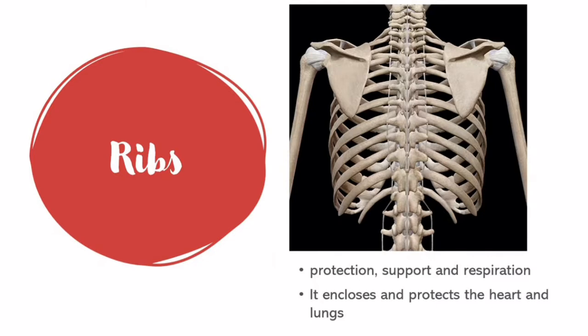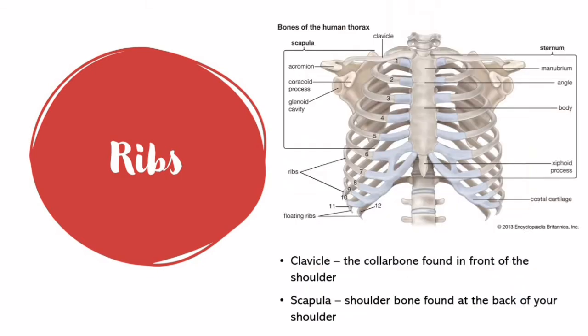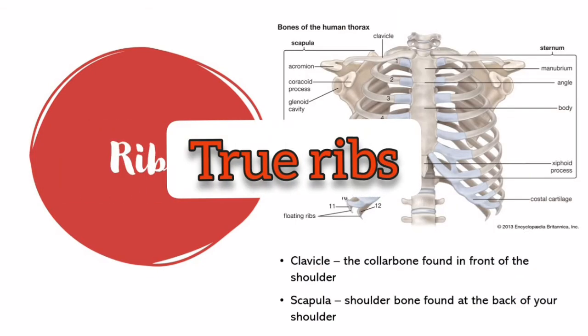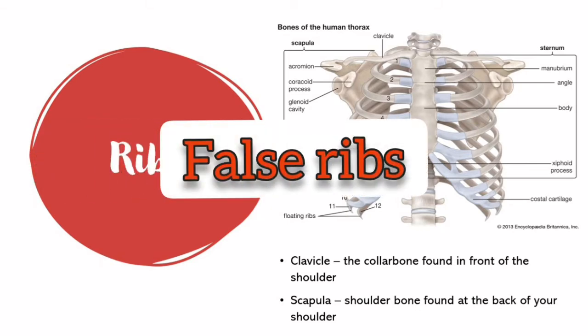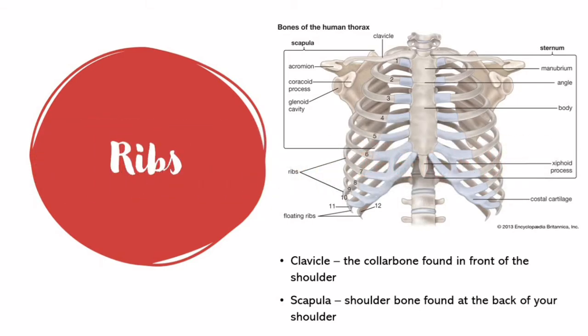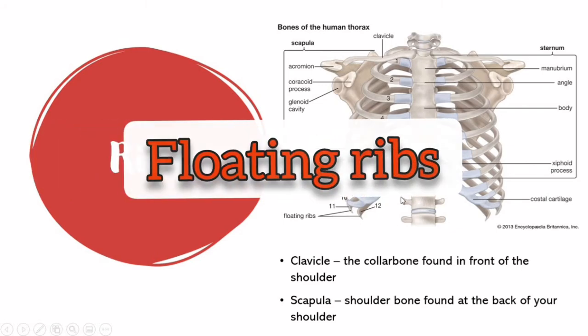Next are the ribs. Ribs serve as protection, support, and respiration. They enclose and protect the heart and the lungs. The upper 7 pairs are the true ribs because they are connected to the breastbone or sternum, and the lower 5 pairs are called false ribs. Of these 5 pairs, the upper 3 are connected to the breastbone, and the last 2 pairs are not connected. These ribs are called floating ribs.